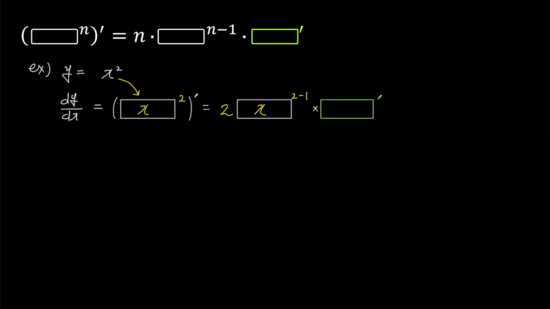Are we done? Not quite. Well, we still have the box prime remaining. Differentiating x inside the box with respect to x gives us 1. Therefore, we substitute 1 into the box prime. As a result, our answer is 2x.